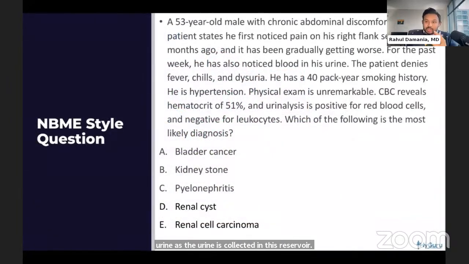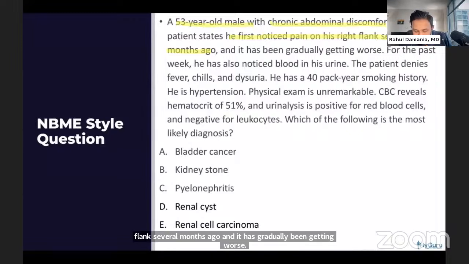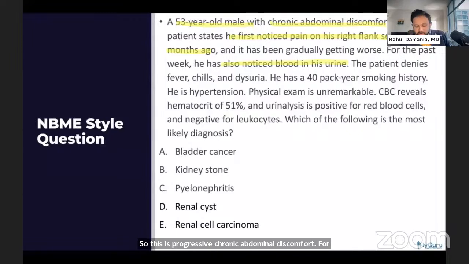Let's go ahead and switch to a multiple choice question. A 53-year-old male presents with chronic abdominal discomfort. The patient states he first noticed pain on his right flank several months ago, and it has gradually been getting worse. So this is progressive chronic abdominal discomfort. For the past week, he's also noticed blood in his urine. The patient denies any fever, chills, or dysuria. He has a 40-pack year smoking history. He also has hypertension. Physical exam is unremarkable. CBC reveals a very elevated hematocrit and a urine analysis positive for red blood cells and negative for leukocytes.